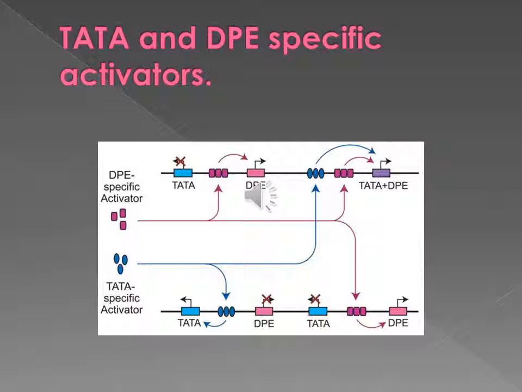This basically means that if a TATA box core promoter is present, then only a TATA-specific activator will be able to activate the whole process of transcription. But in a situation where both the DPE and the TATA are present, either the DPE-specific activator or the TATA-specific activator can work in conjunction with the core promoter motif to continue the process of transcription.